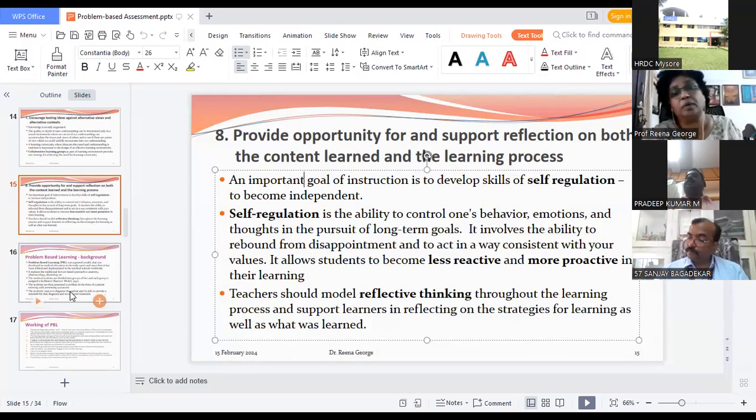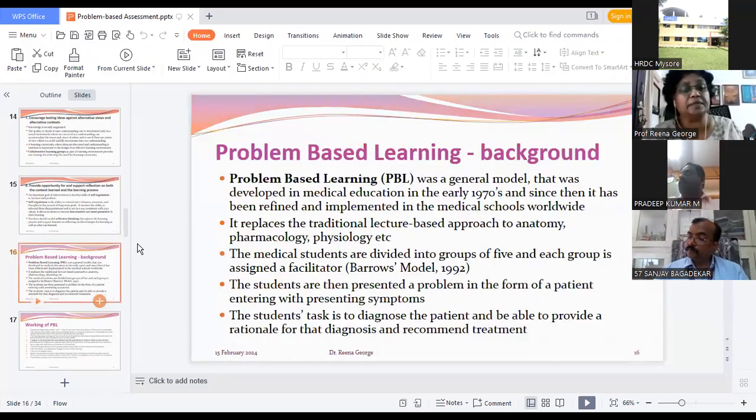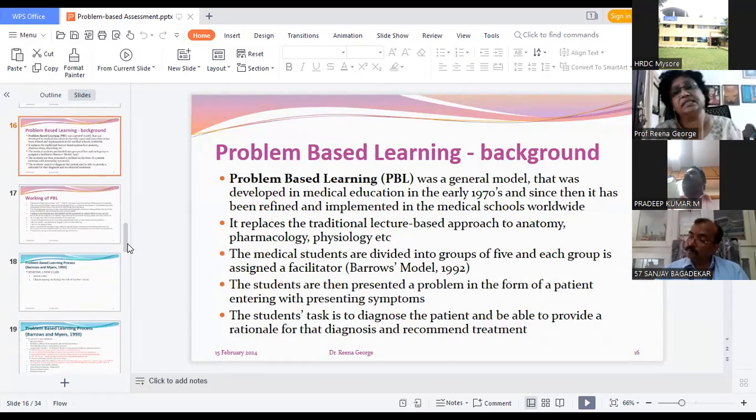Now we'll go to the problem-based learning, background of problem-based learning. Now, basically, we are all familiar with problem-based learning. It was a general model that was developed in medical education in the 1970s. It was never a product of our teacher education or pedagogy. Okay, that developed in medical schools in the 1970s, and it replaced the traditional lecture-based approach to anatomy, pharmacology, and physiology.